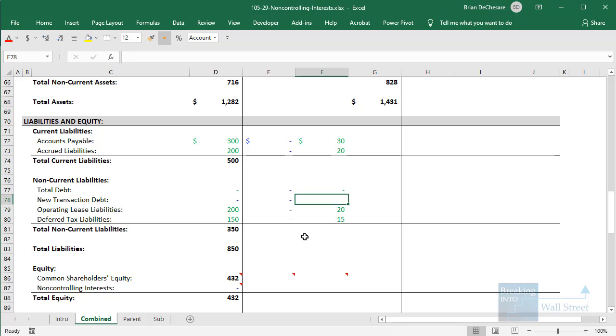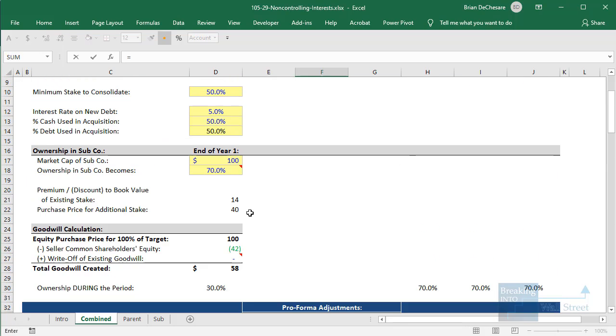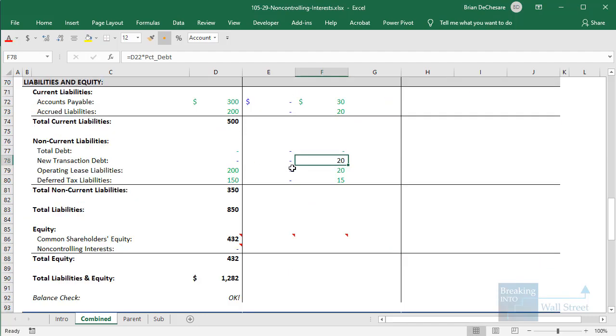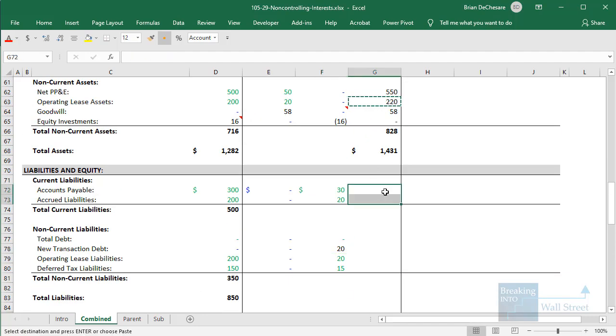Now for the new transaction debt, this is the one line item we have to add in. So let's take the purchase price and multiply it by the percent debt used right there. And then we can add up all of these numbers.